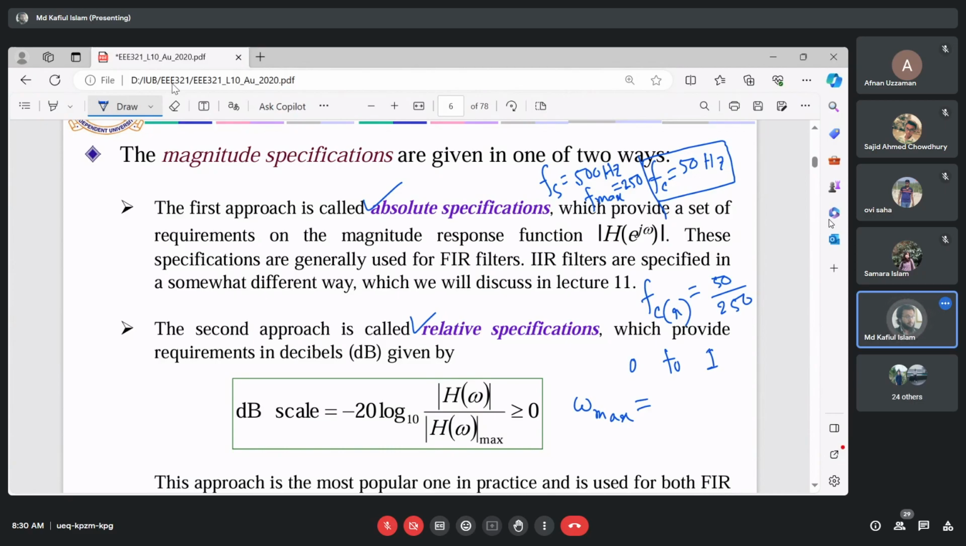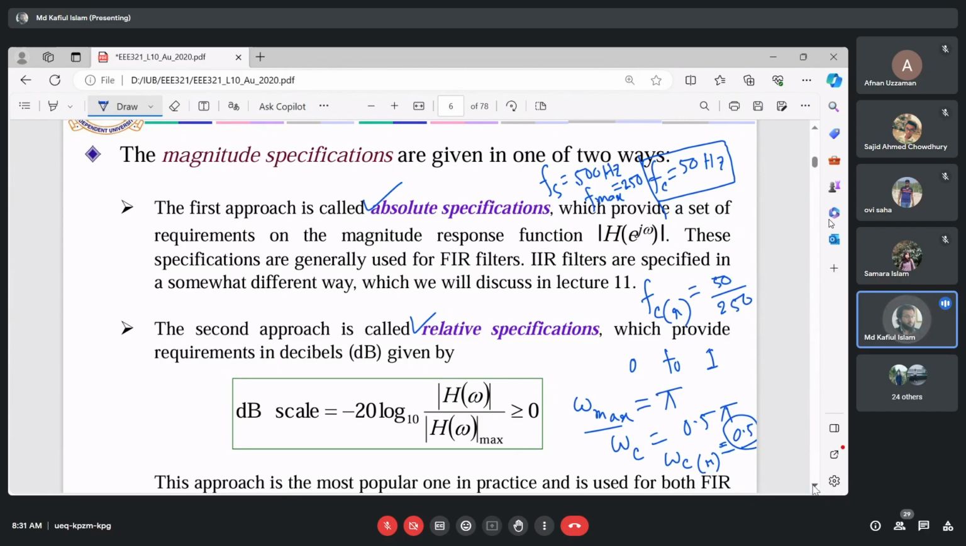So what is the maximum omega? It is actually pi. Let's say that your actual cutoff frequency is 0.5 pi, but when you take the relative frequency, it will be 0.5 pi divided by pi, because it is with respect to the maximum of omega, and it will eventually be 0.5. So when you take the relative frequency or relative specification, it becomes between 0 to 1, because you are normalizing the value with respect to the maximum value. So this is the concept of relative.